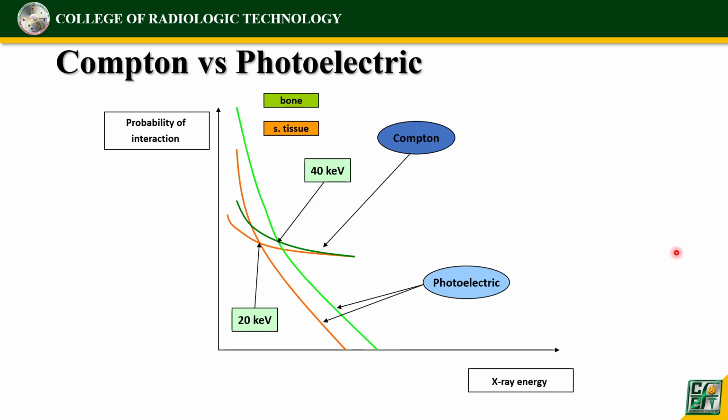Okay? While kapag naman nasa level ng 40 kilo electron volts, ang Compton and photoelectric ay nag-intersect yung probability of interaction sa bone structures. Okay? Same sila ng probability of interaction at those levels, at those particular or specific body structures or anatomical structures. Okay?